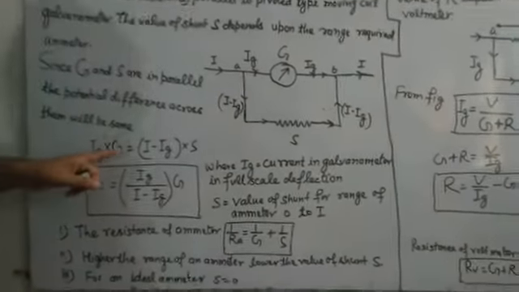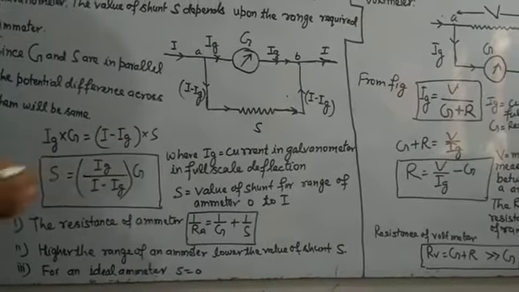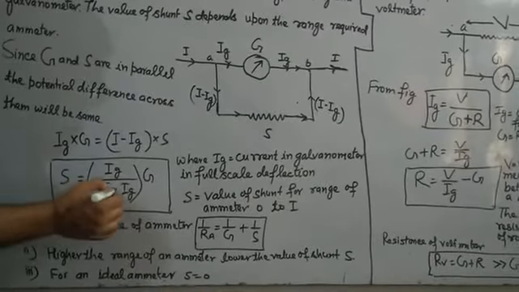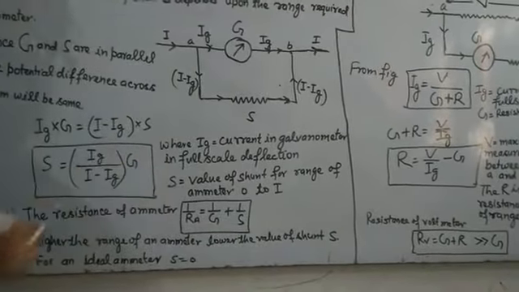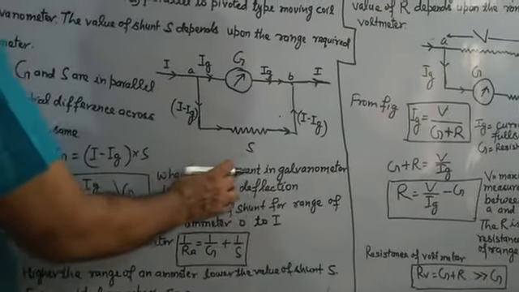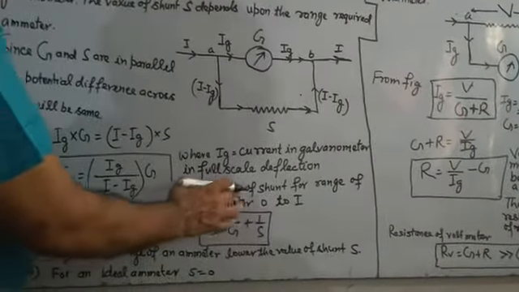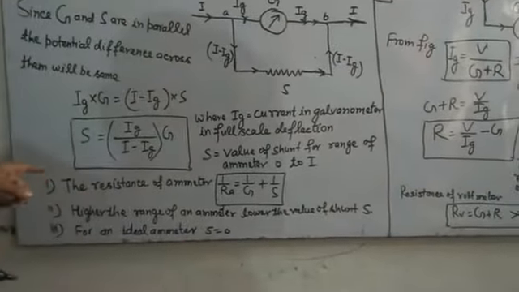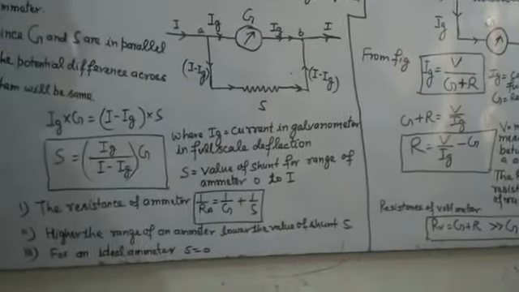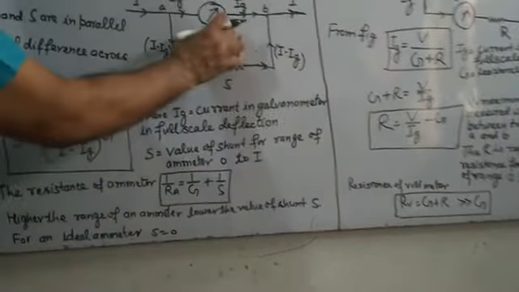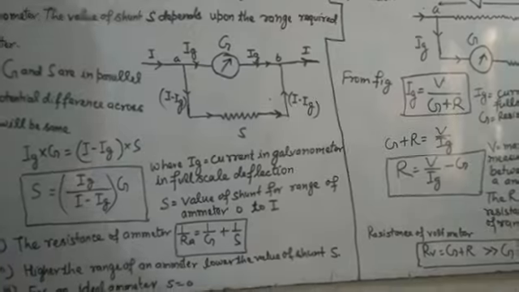Therefore, Ig into G equals I minus Ig into S, or S, the value of the shunt, equals Ig upon I minus Ig into G, where G is the resistance of the galvanometer, Ig is the current in the galvanometer at full scale deflection, and S is the value of the shunt for the ammeter range 0 to I. The resistance of the ammeter: 1 by Ra equals 1 by G plus 1 by S, because G and S are in parallel.